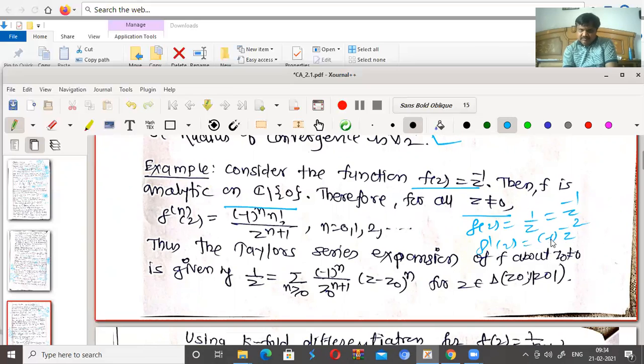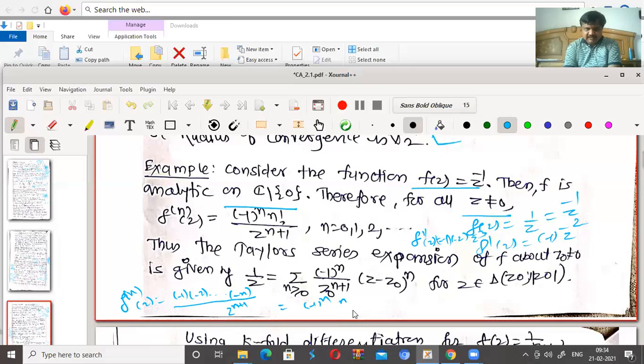F dash z is minus 1 z raised to minus 2. F double dash z is minus 1 minus 2 into z to the power minus 3. So f^(n) at z is what here? Minus 1 minus 2 up to minus n into z raised to minus of n plus 1. So this is minus 1 raised to n into n factorial upon z raised to n plus 1, f^(n) at z. So you will get this for n equal to 0, 1, 2 and so on.